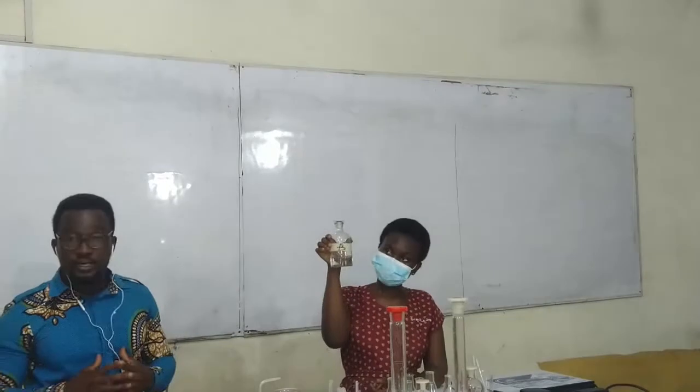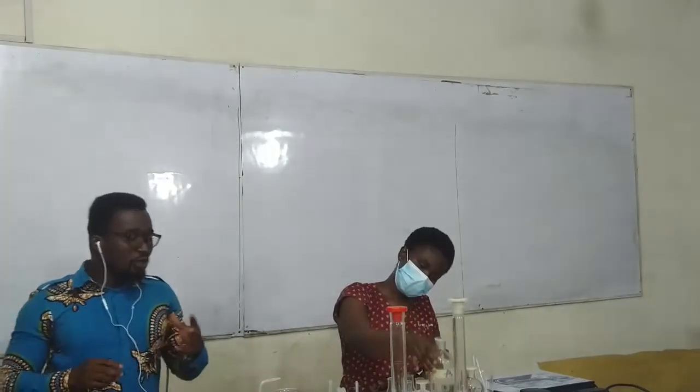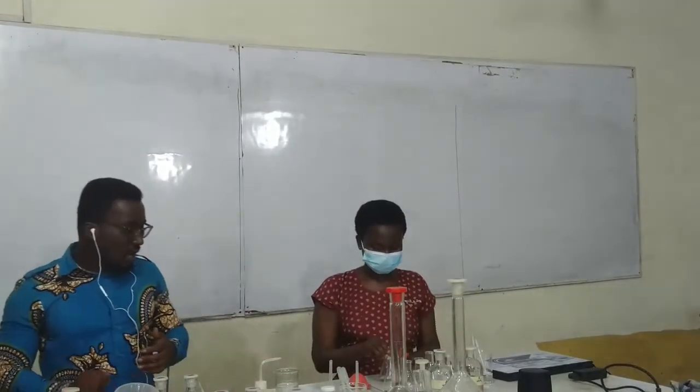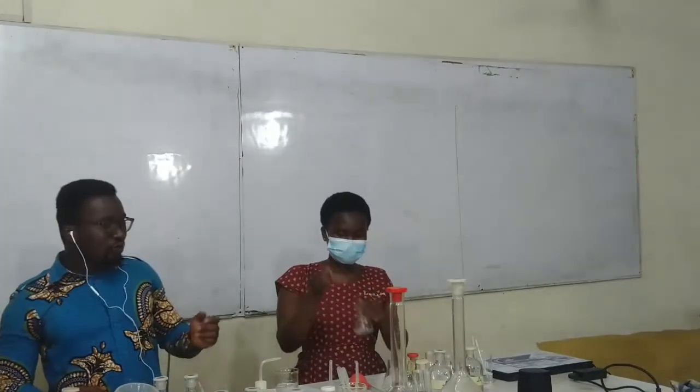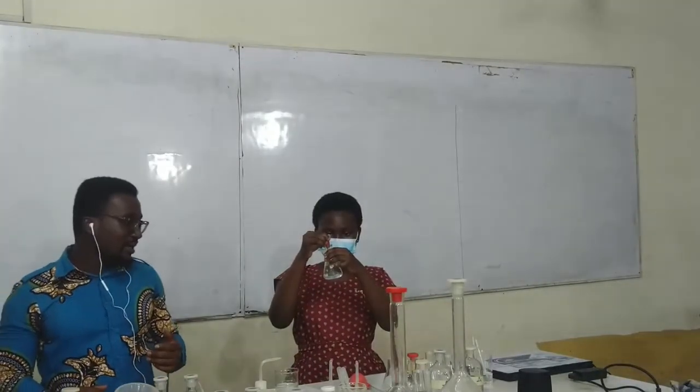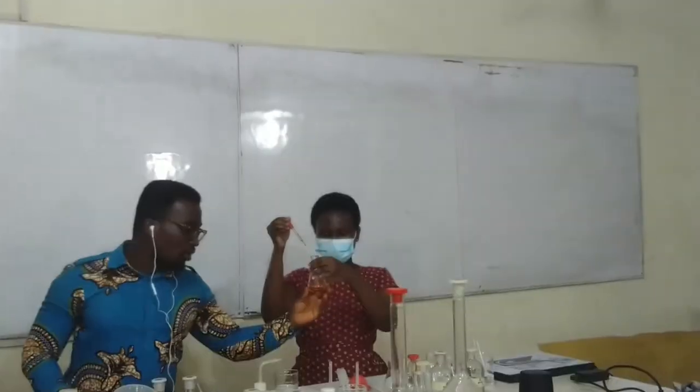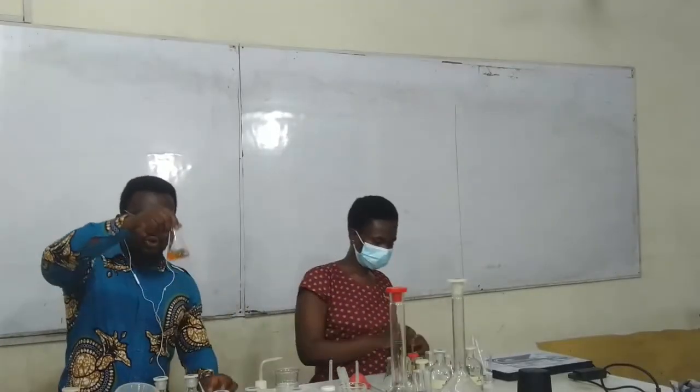Let's move to the other solution, that is solution B. In solution B, we will pick 25 cm cube portions of solution B and then add some few drops of the methyl orange first. So, few drops of methyl orange, how many drops, madam? 2. So, she added 2 drops.